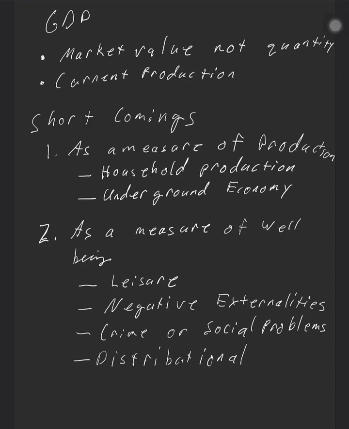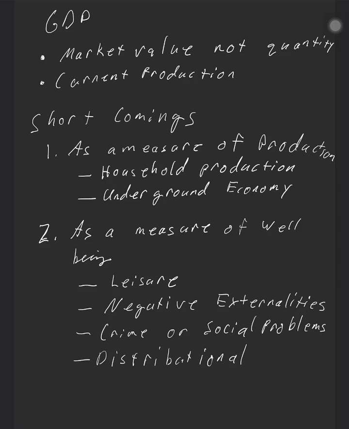Now, importantly, GDP is the market value, not the quantity of things, and it's measuring current production. So we want to keep in mind, what is GDP doing? It's a dollar amount because it's a market value of things, and it's the current production. It's not past, it's not future. It's what happens in a given time period. We just want to be clear about what it is that we're doing.